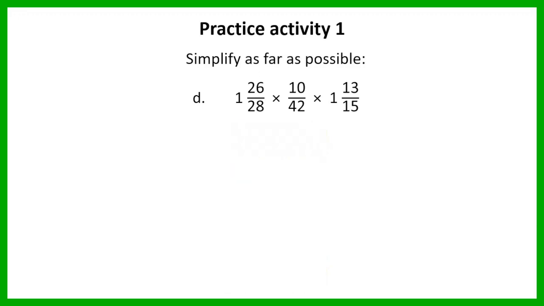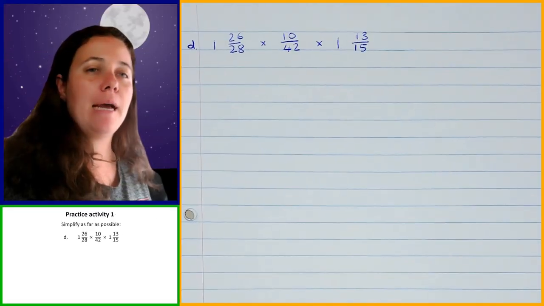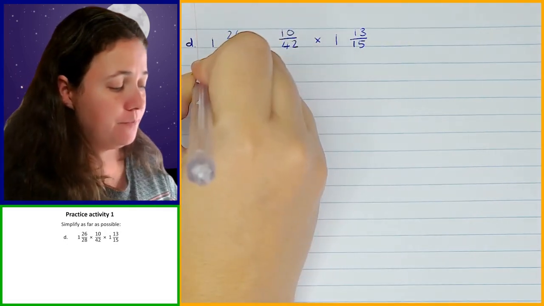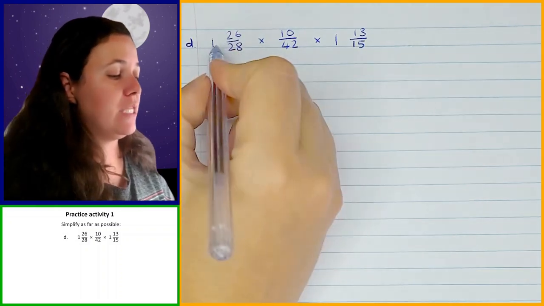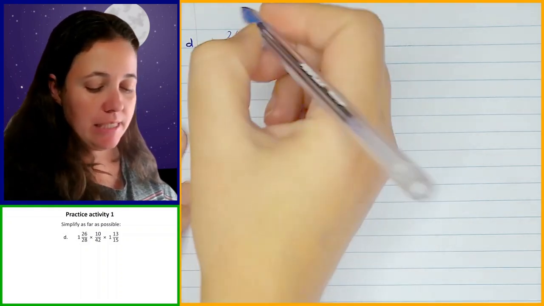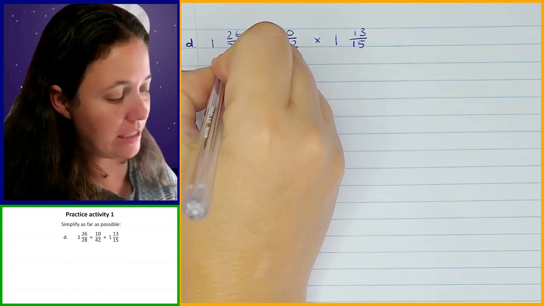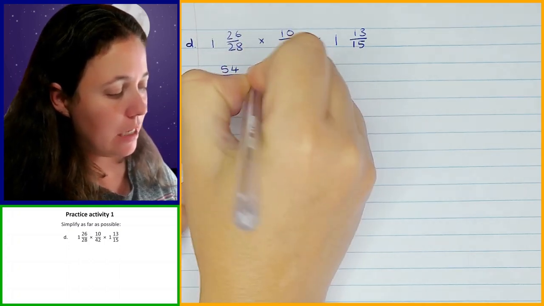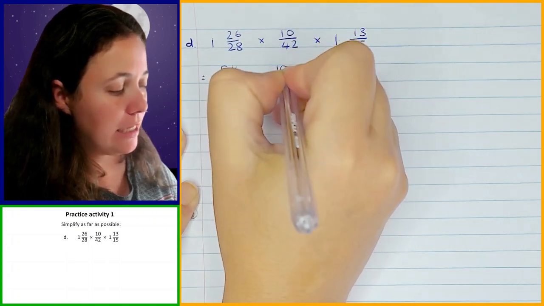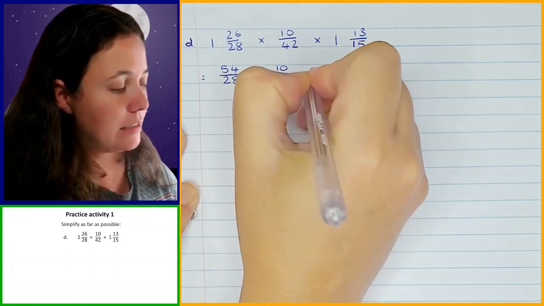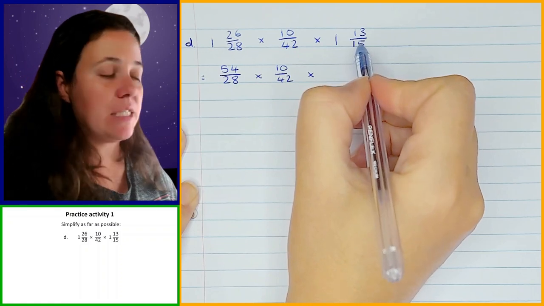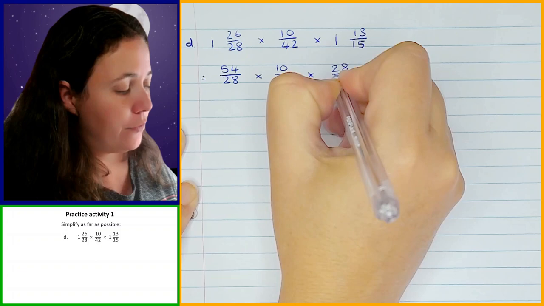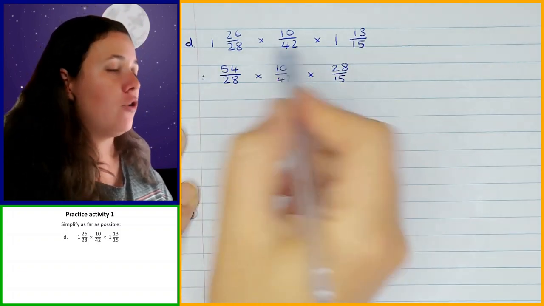Okay, so let's go through that example. So over here you had 1 and 26 over 28, which we need to change to an improper fraction. So 1 times 28 is 28, plus 26, that gives you 54 over 28. Times, I don't need to do anything to this one, so it stays 10 over 42. Times, and then 1 times 15 is 15, plus 13 is 28 over 15. Okay, so now I've got my improper fractions.